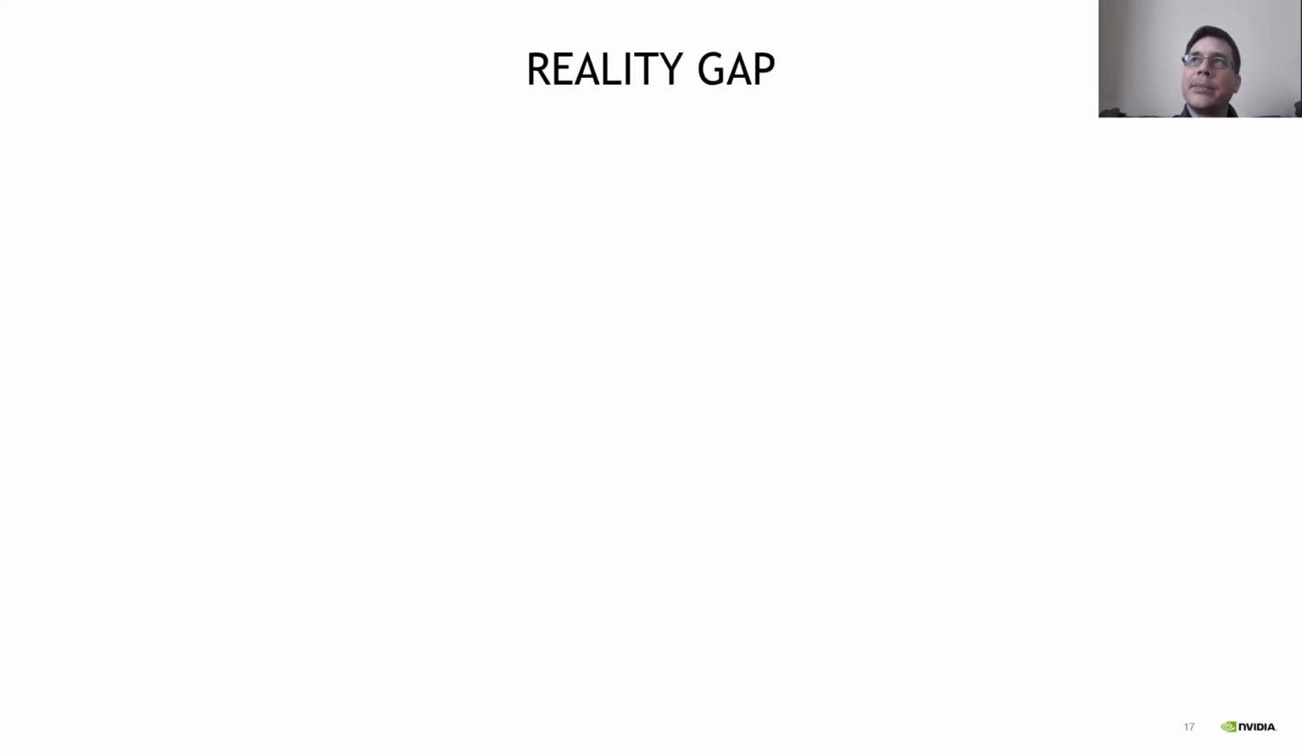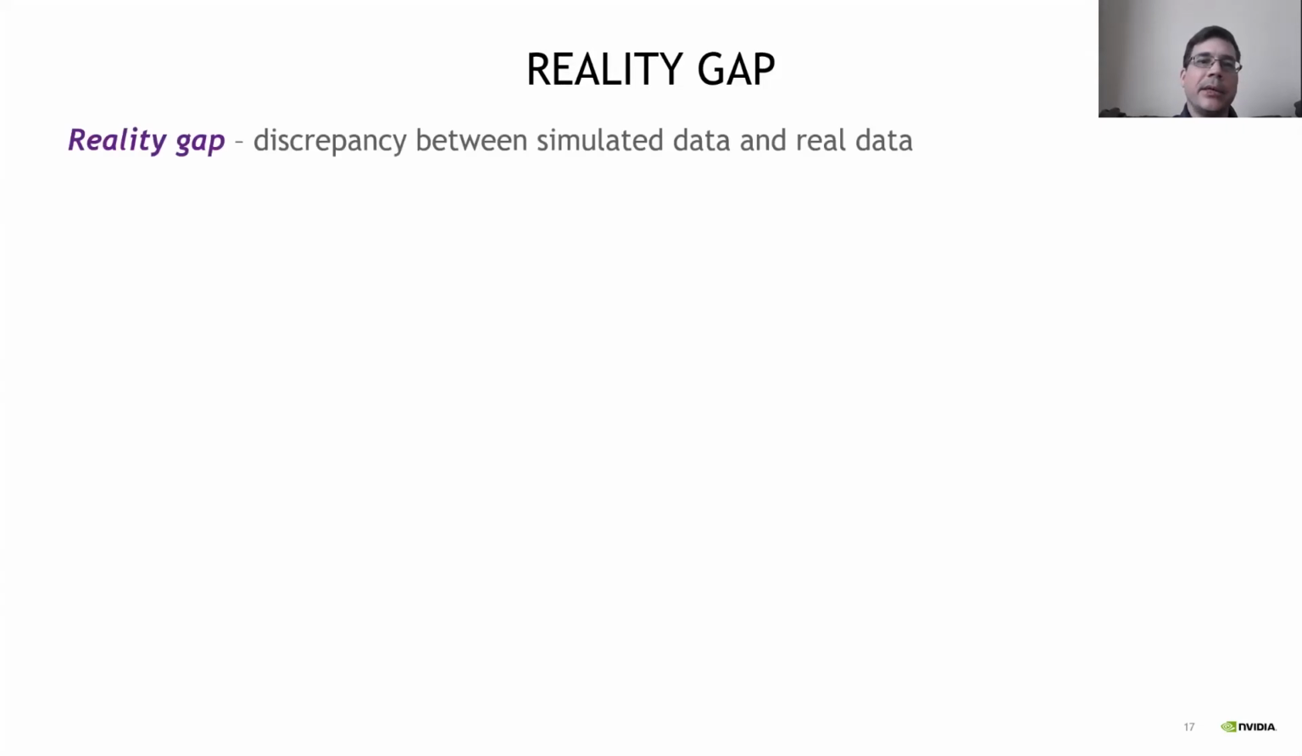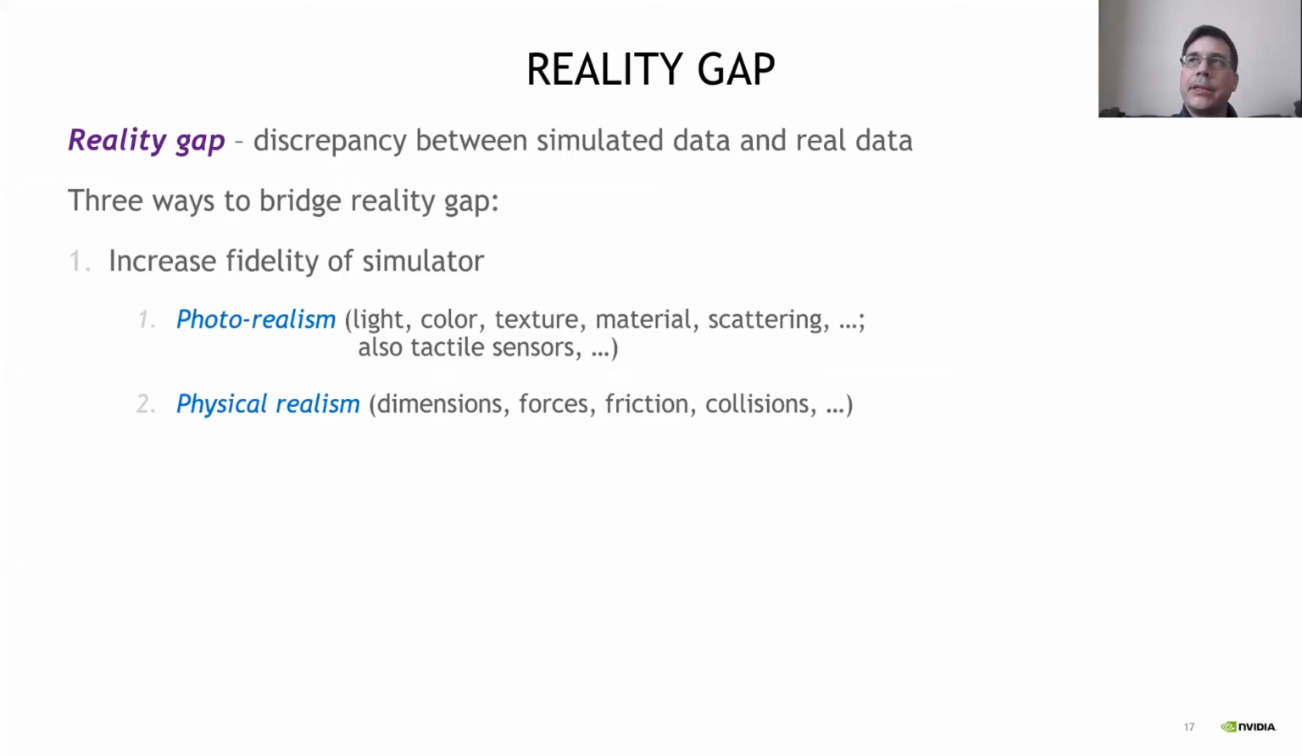So whenever we talk about simulation, we have to talk about the reality gap. The reality gap is the discrepancy between simulated data and real data. And because of the reality gap, a policy trained in simulation may or may not work in reality. So there are three ways to deal with the reality gap.